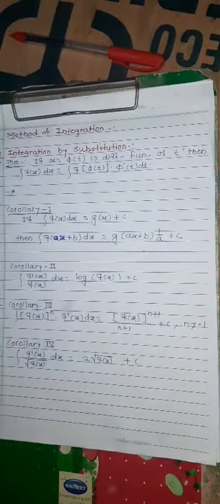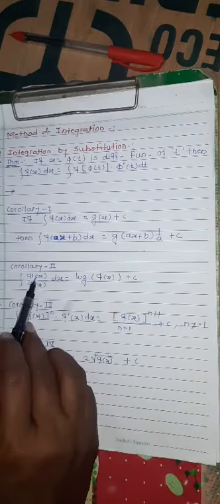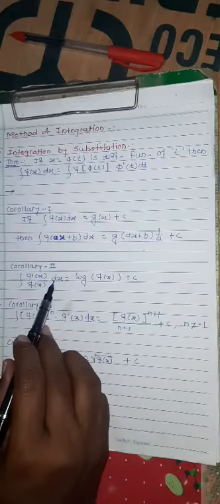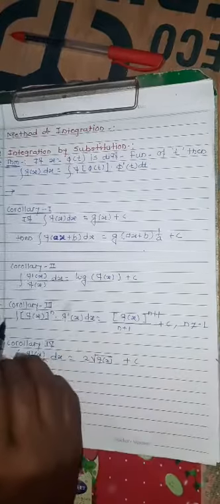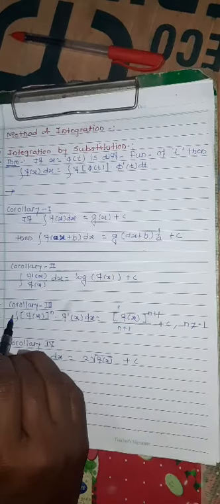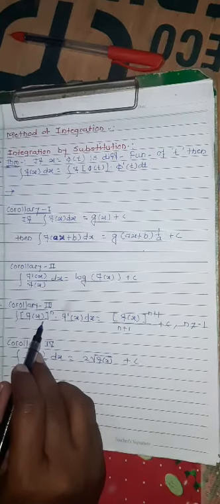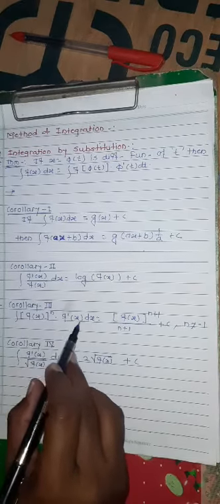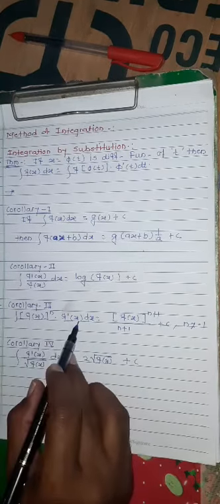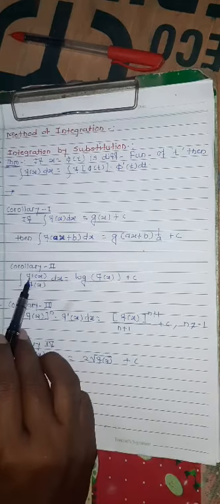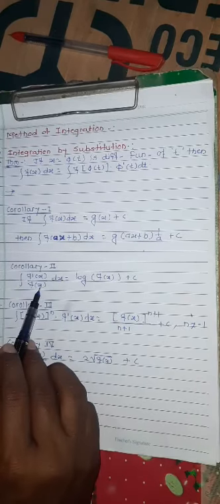Now the second corollary is that the integration of f dash of x upon f of x dx is equal to log of f of x plus c. Remember that. Now the next corollary is the integration of f of x raised to n into f dash of x. Here f dash of x stands for the derivative of the main function, isn't it?